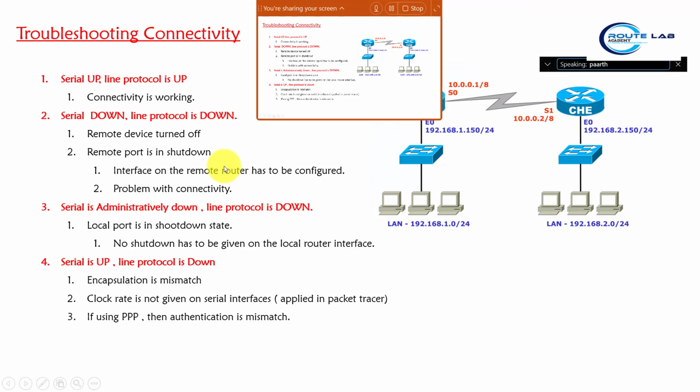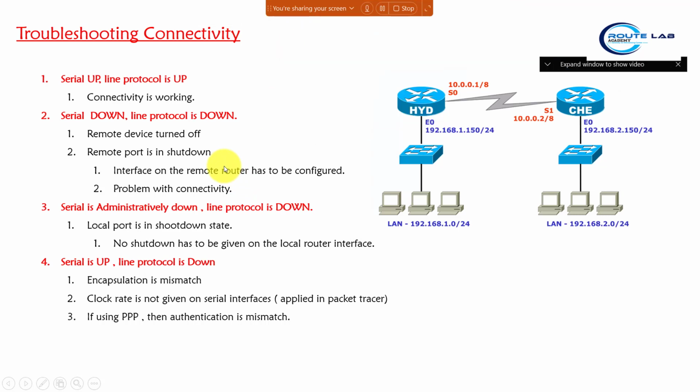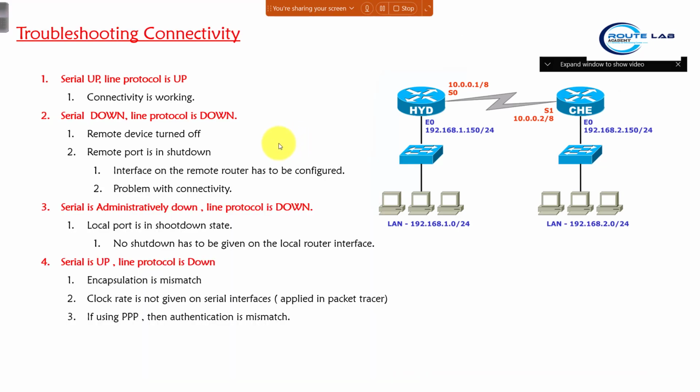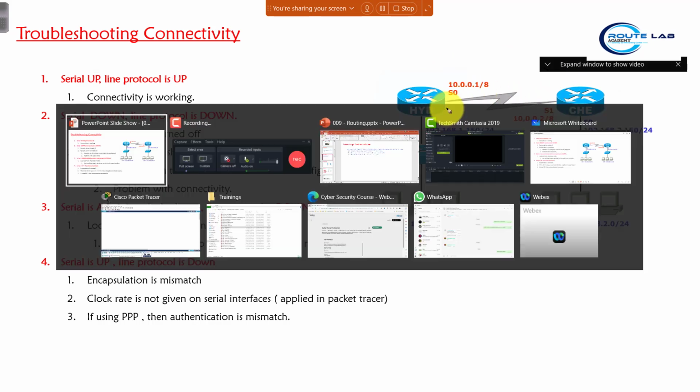So now we'll see the troubleshooting here. From a troubleshooting perspective, whenever you are troubleshooting WAN links, you have to check the status message. When you see up and up, it means your connectivity is working fine and you have reachability from your location to the remote location. Okay, so let's see how this works from a troubleshooting perspective.